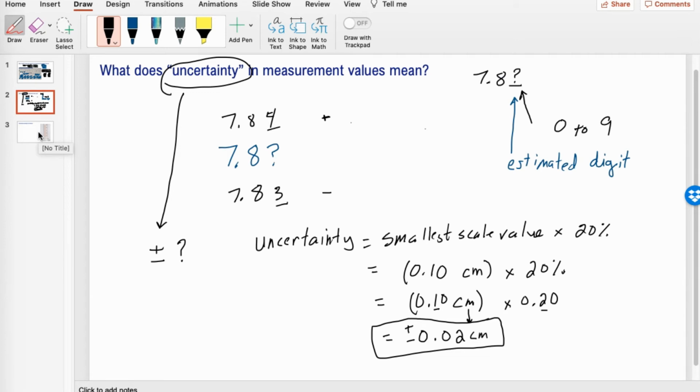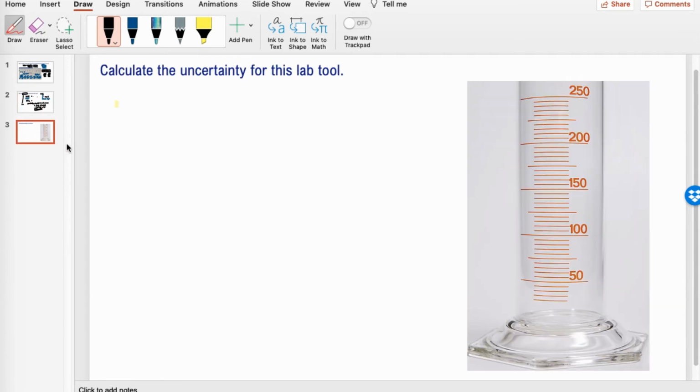So hopefully that helps with that. Let's practice one more problem. I want you, in just a second, to pause this video and calculate the uncertainty for this problem, and then unpause the video, and let's see what you've got. Go ahead and pause now. All right. Let's see what you got.